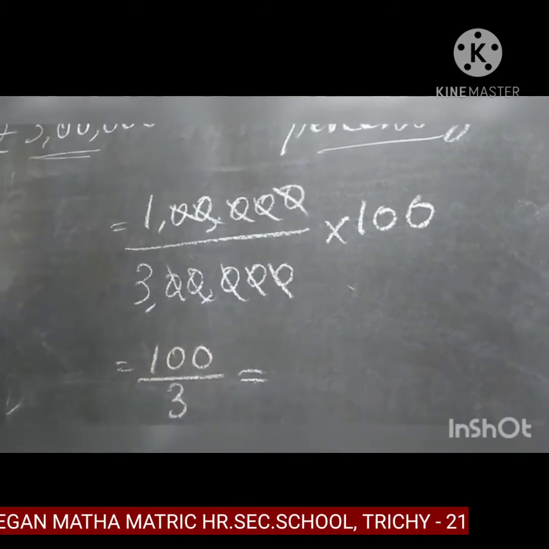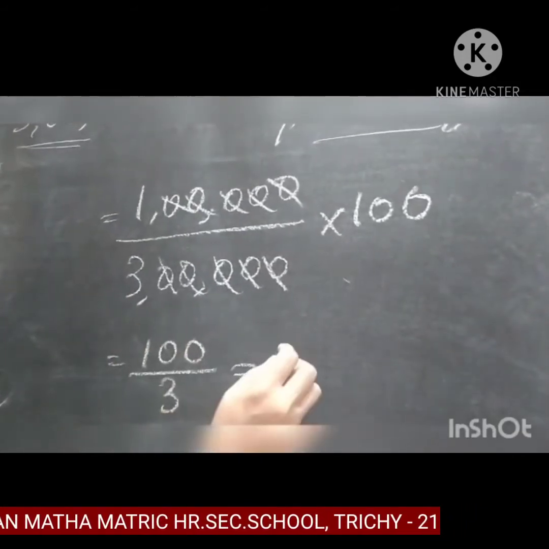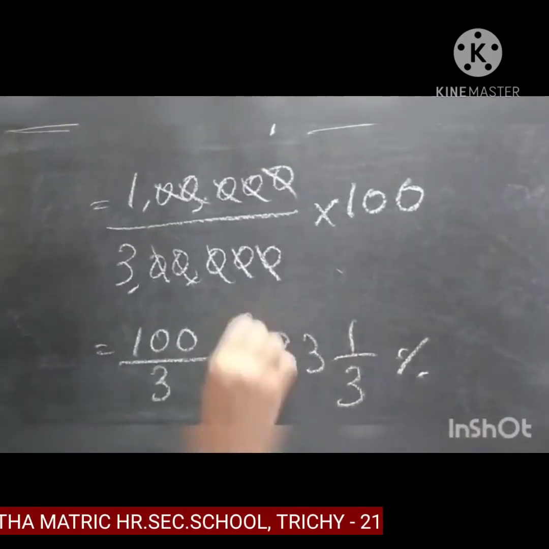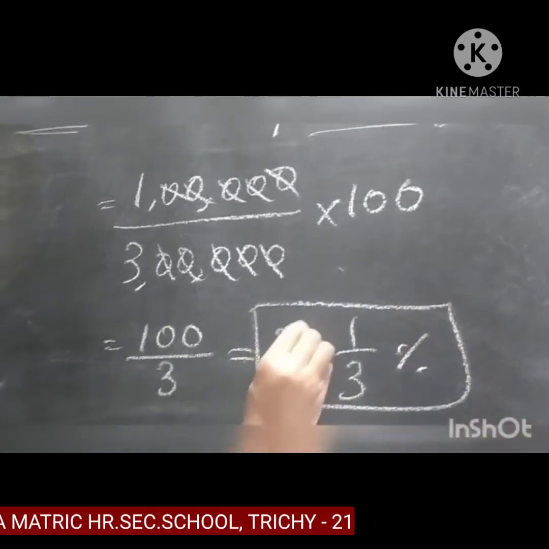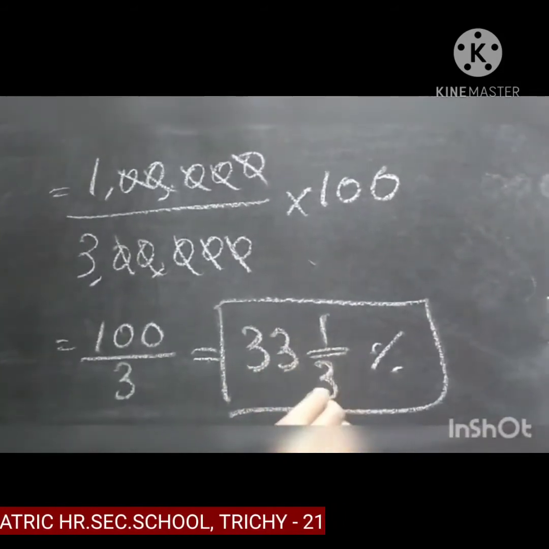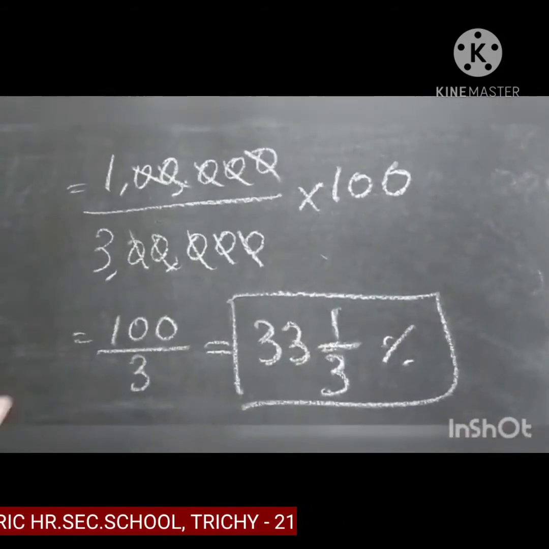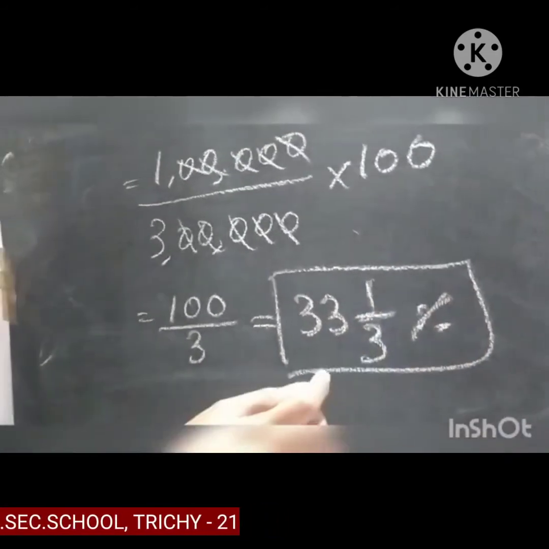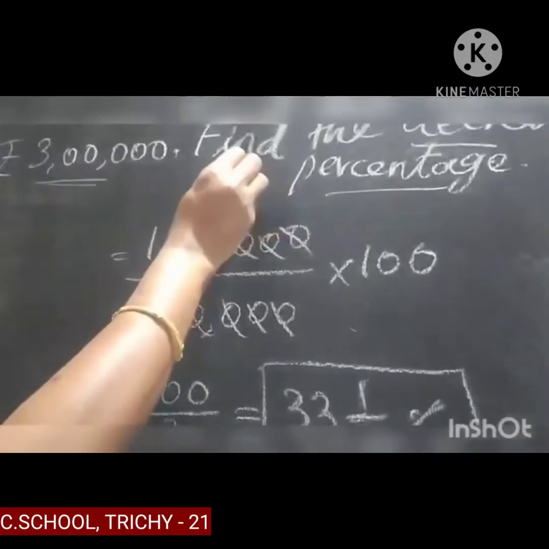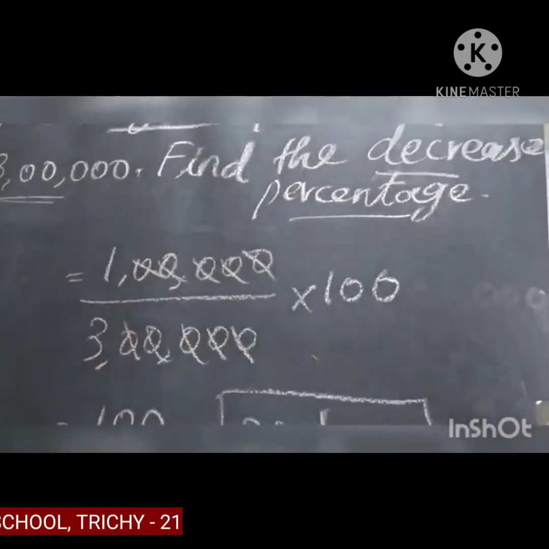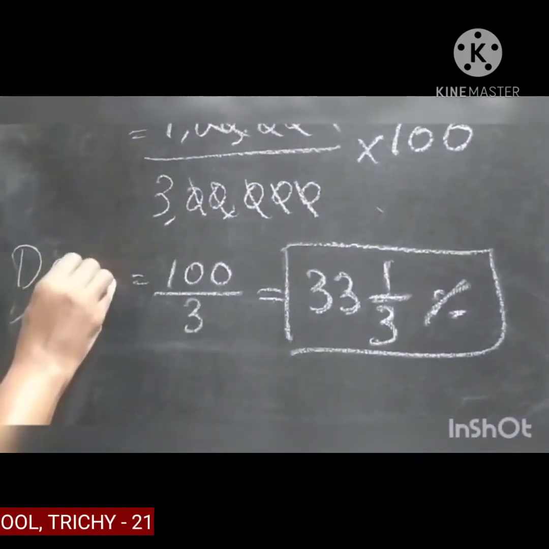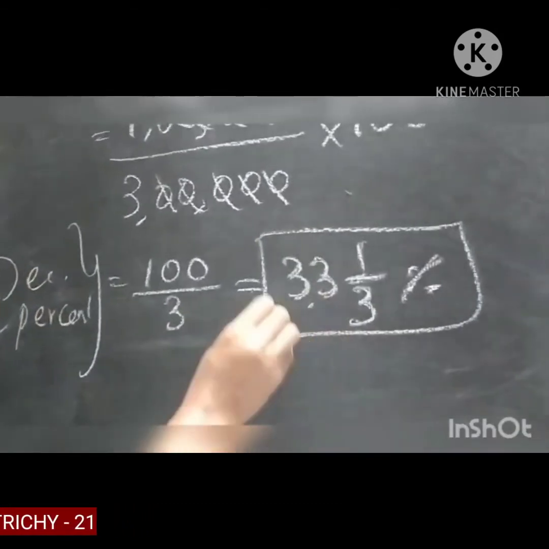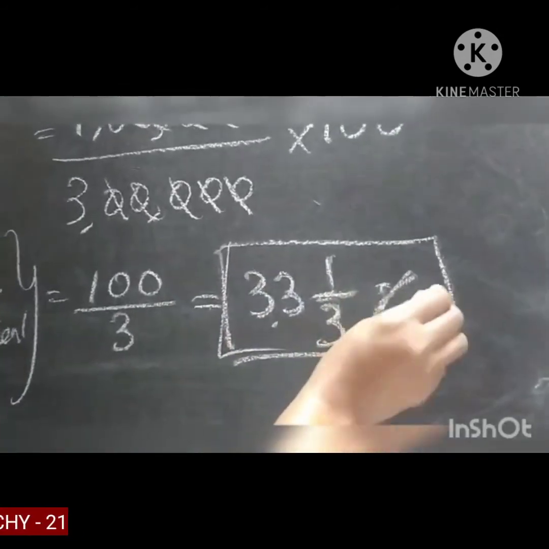So dividing this 100 by 3, you will get 33 1 by 3, that is percentage. 33 1 by 3, the answer is a mixed number. 100 divided by 3, the answer is 33 1 by 3. This is the percentage of decreasing. In the question they are asking to find the decreasing percentage. This is the decreasing percentage, equal to 33 1 by 3 percentage. Is it clear?